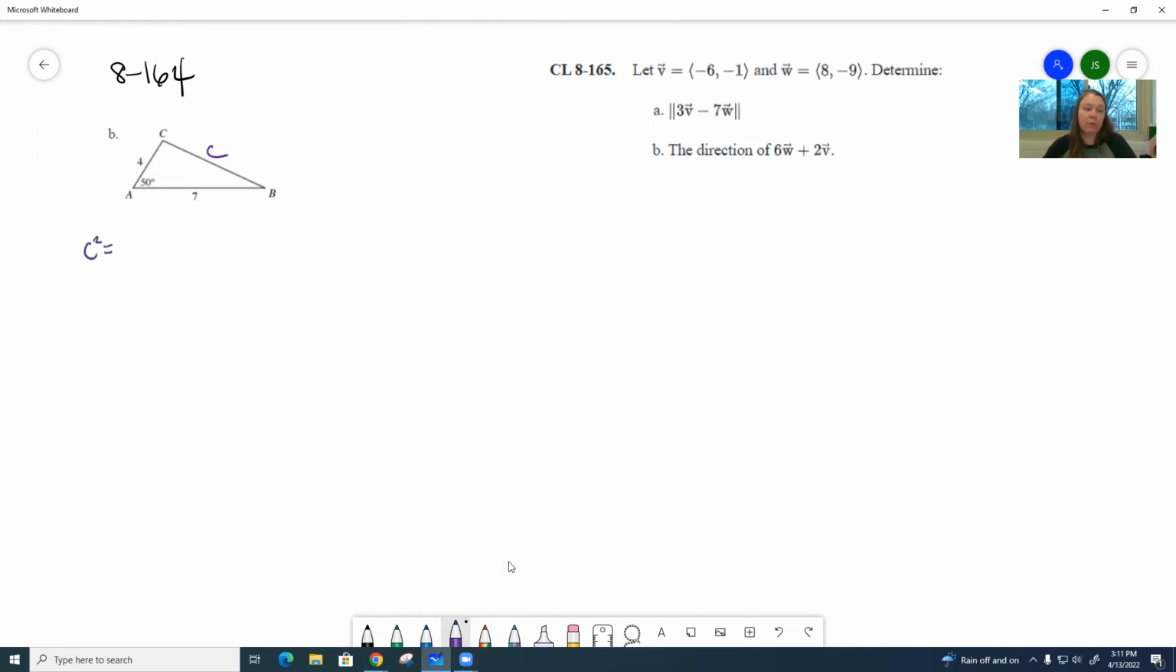So C squared equals my A squared plus my B squared. So 4 squared plus 7 squared. Now I know technically this is side A, and actually let me call it that. You're probably like, why are you calling it C? It's C in the formula, right? I'm trying to find side A. Side A is across from the angle I know. So this is A squared. So the other two are the A squared and B squared in the formula. Minus 2 times A times B times the cosine of 50 degrees.